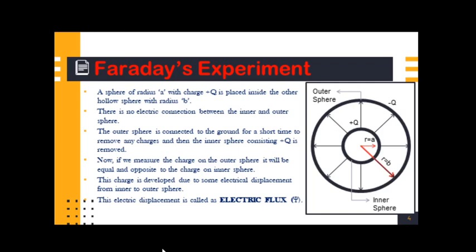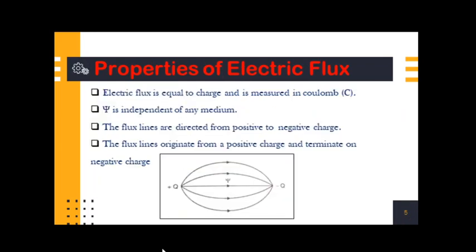Now, if we measure the charge on the outer sphere, it will be equal and opposite to the charge on the inner sphere. See the figure. The charge is developed due to some electrical displacement from inner to outer sphere. The electric displacement is called an electric flux. It is denoted by psi.